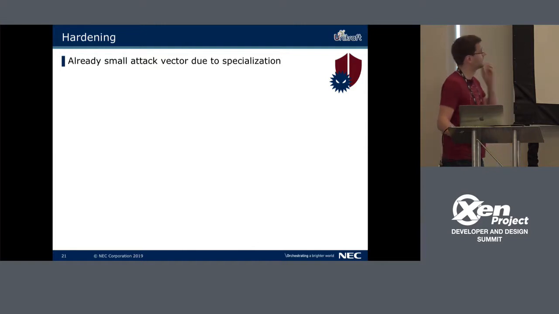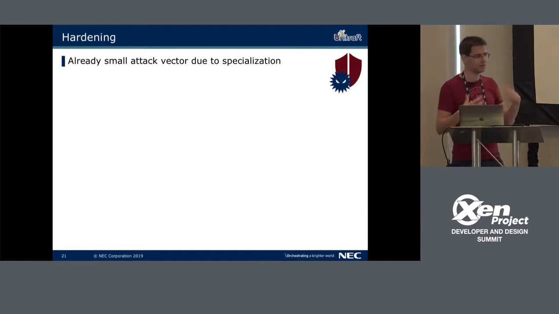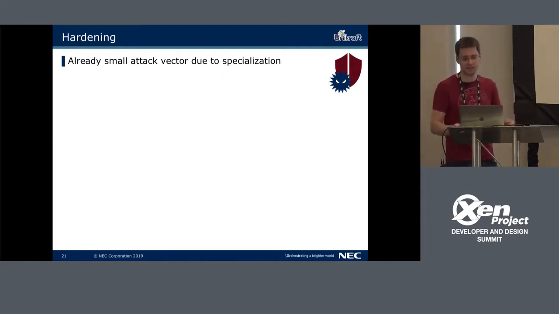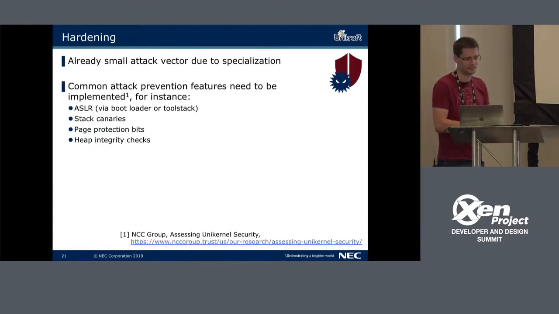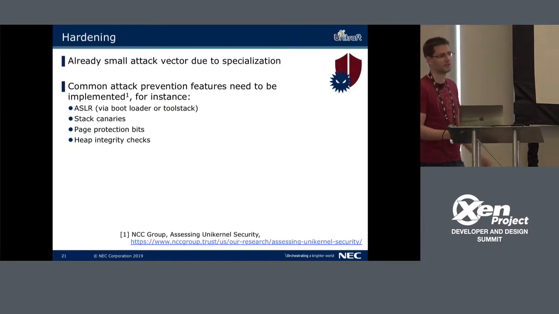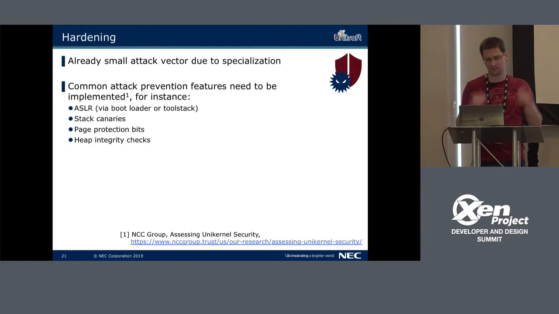And last but not least is security hardening. This now becomes a bigger, interesting topic to work on. We can already say we have a small attack vector because we specialize everything, but it's not enough, right? So you probably heard of this publication that the NCC Group did, telling that security is terrible within unikernels. But this was mainly due to the fact that all the existing unikernel environments didn't implement basic attack prevention features like ASLR, stack canaries, page protection bits, and so forth.